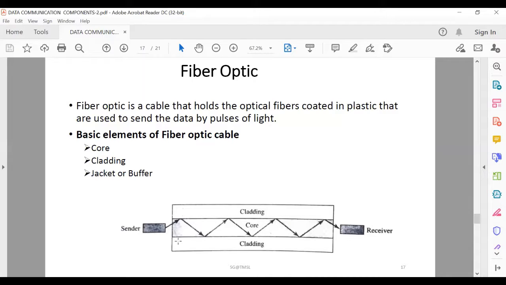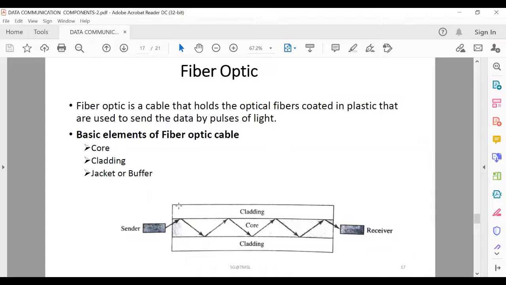Next portion is the cladding. It is called the cladding, the concentric layer of glass. The main functionality of this cladding is to provide the lower refractive index at the core interface, so as to cause the reflection within the core, so that the light waves are transmitted through the fiber.